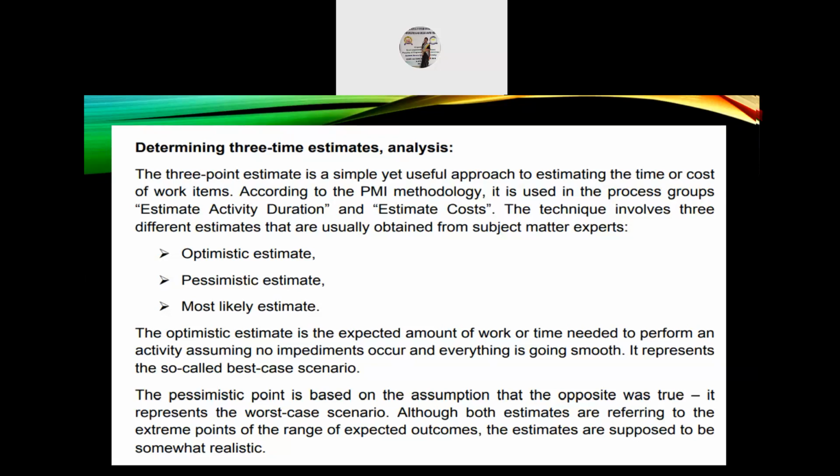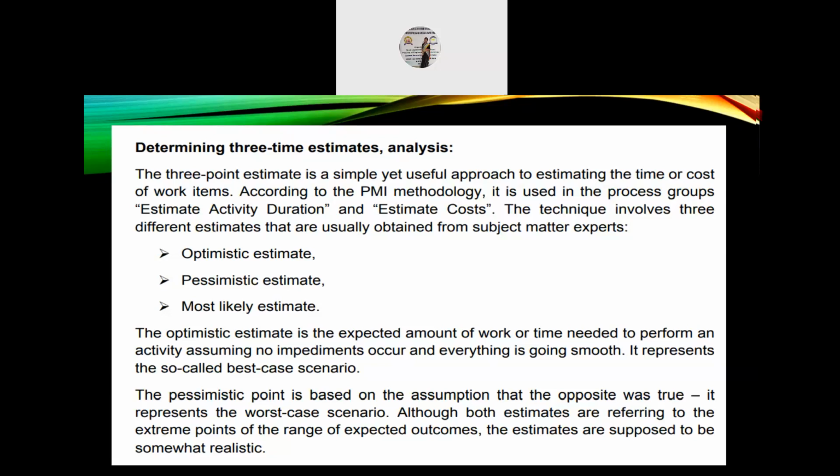The optimistic estimate is the expected amount of work or time needed to perform an activity assuming no impediments occur and everything is going smoothly. It represents the so-called best case scenario. The pessimistic point is based on the assumption that the opposite was true. It represents the worst case scenario.